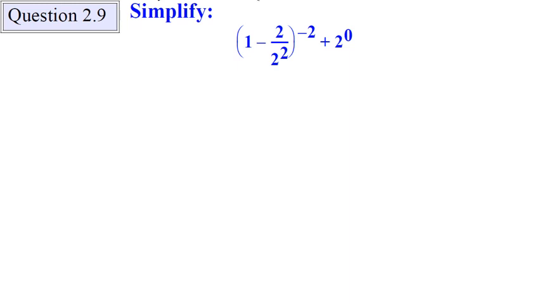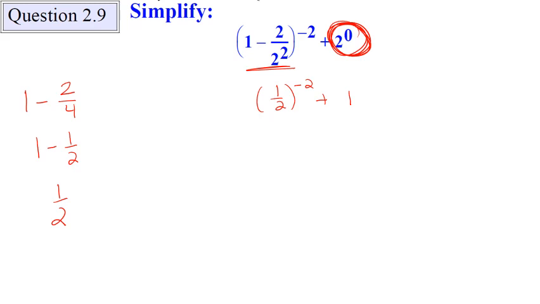Okay, this next example looks very complicated. We want to do what's in parentheses first. So this is 1 minus 2 over 4, which is 1 minus 1/2, which you should know is just 1/2. So I'm going to rewrite this as half, negative 2 plus 1. Anything to the 0 power is 1, so that's why 2 to the 0 is 1. Now I'm going to write 2 squared. We did this in a previous lesson, plus 1, which is 4 plus 1, which is 5.